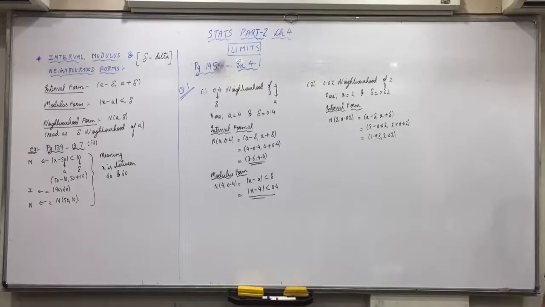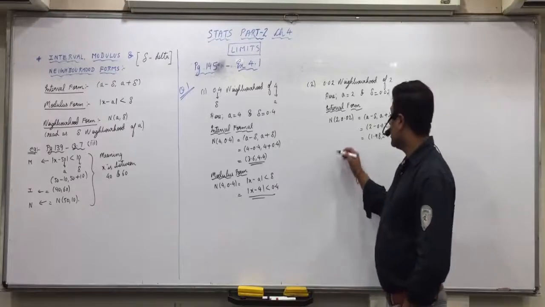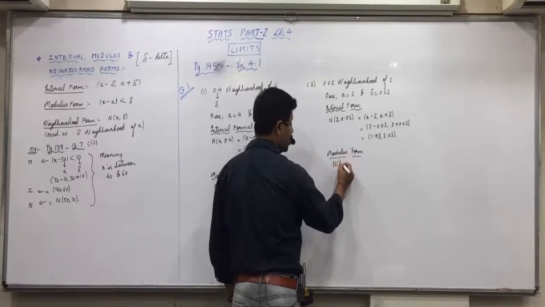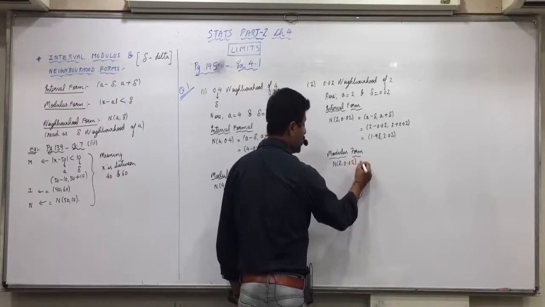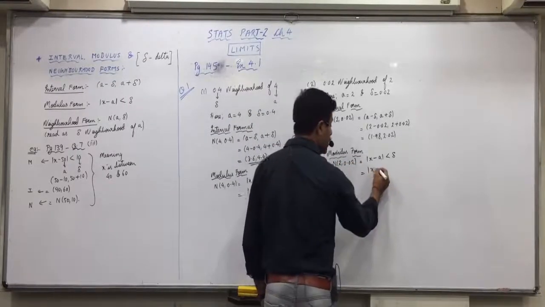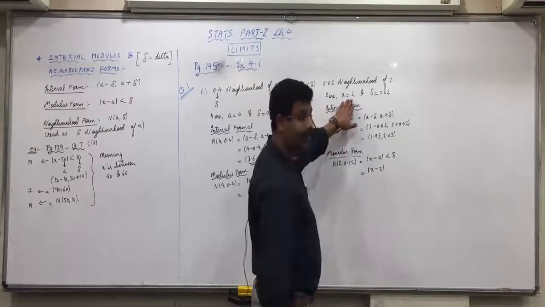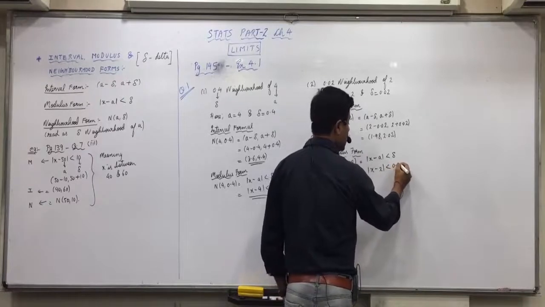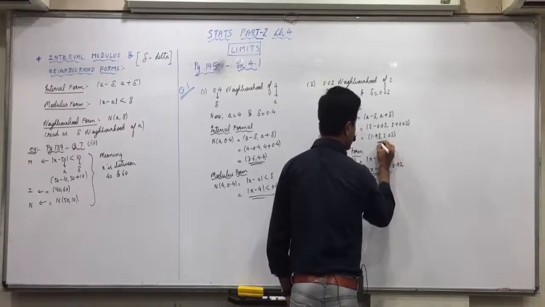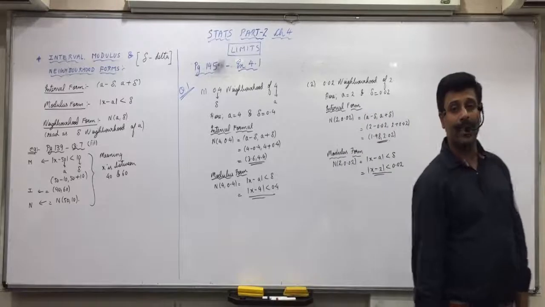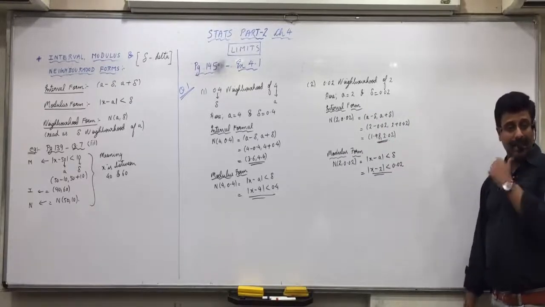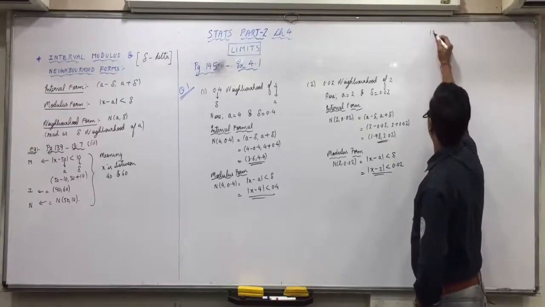That in all three forms, the numbers between 1.98 and 2.02 are included. Okay. Then modulus form. First of all, N(2, 0.02) equals modulus x minus 2 less than 0.02. These are the two forms. The meaning of all is the same: the numbers between 1.98 and 2.02 are included. Is everyone clear with it? Yes. Now, third one.